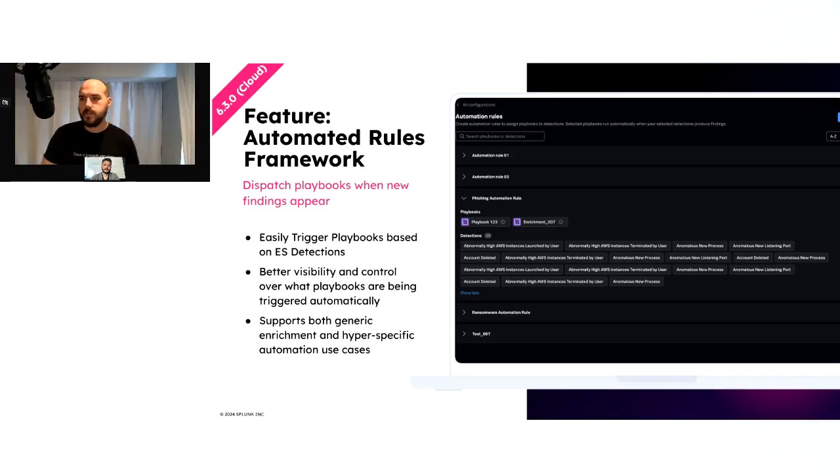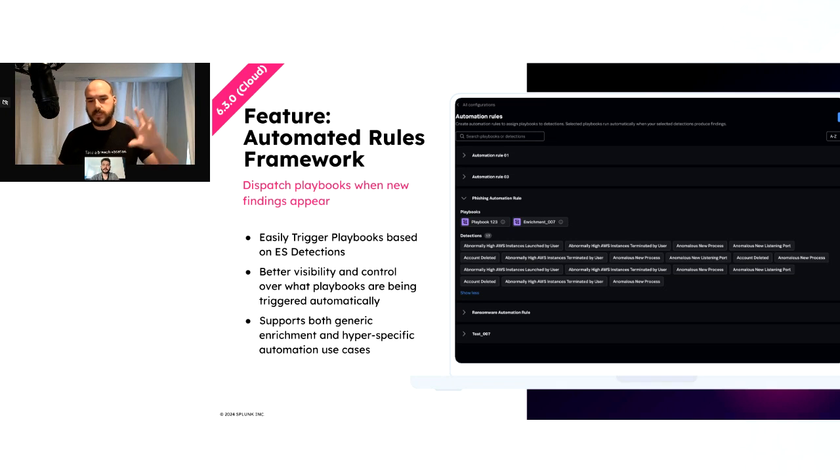Next is the automated rules framework. This is a new home for allowing different types of triggers to occur in the environment. The first type of trigger that we're focusing on is triggering playbooks when a new finding or a new notable occurs. With a new intuitive user interface, you're able to see what detections you have and assign playbooks that should occur when those detections fire. This is better visibility and control.